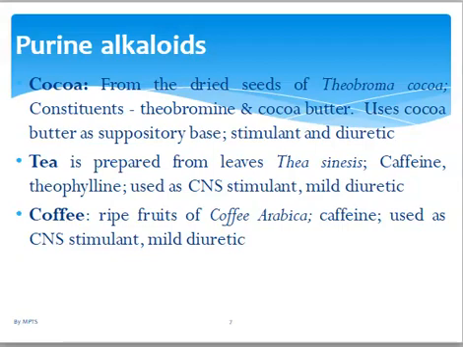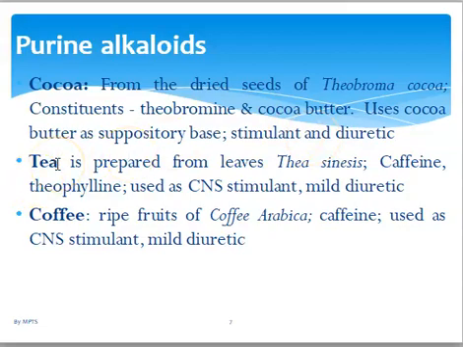Cocoa, because this is gotten from the dry seeds of Theobroma cacao. Constituent is theobromine, and you can also get cocoa butter. Cocoa butter is used as a suppository base, and cocoa is taken as a stimulant and a mild diuretic.